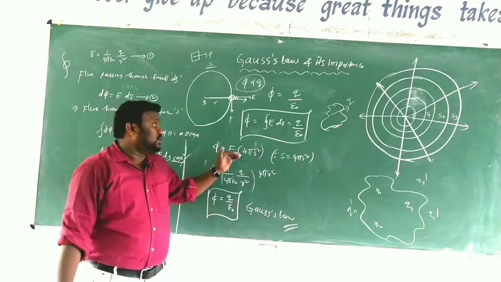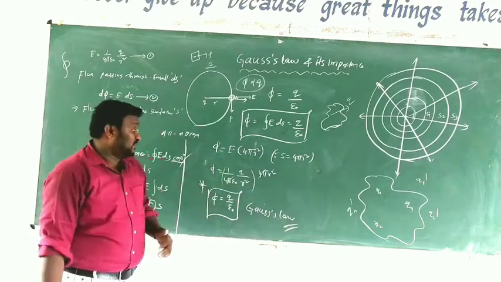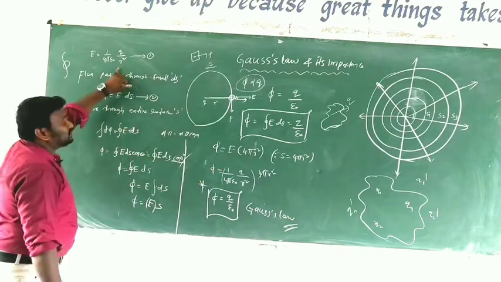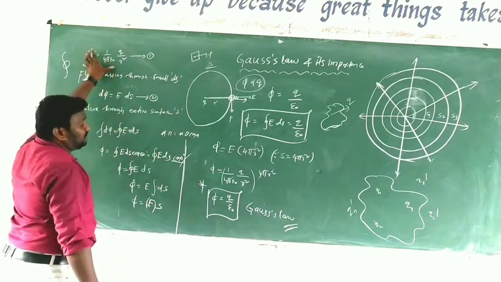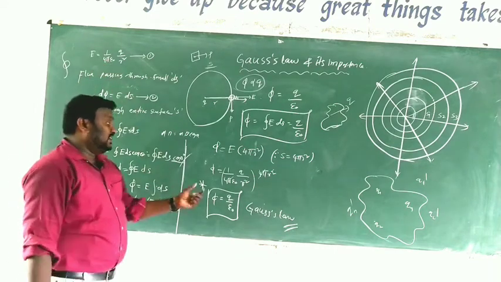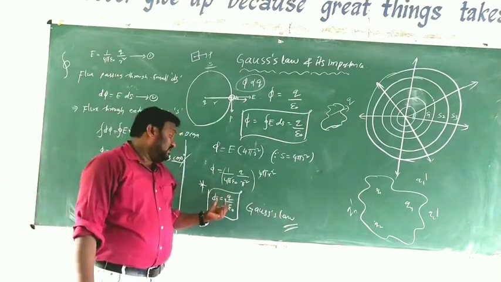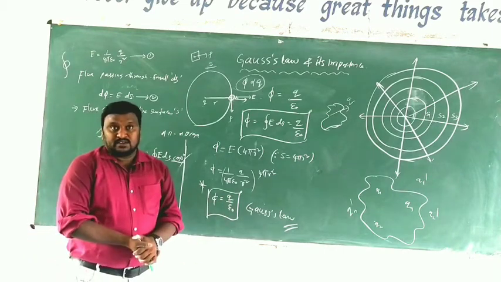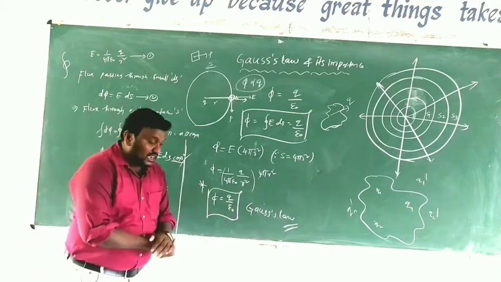Then phi equals E into 4 pi r square. The E value is already there as equation number 1, so we substitute equation number 1 here. Then we get phi equals q by epsilon naught. Clear? So this is about Gauss's law.